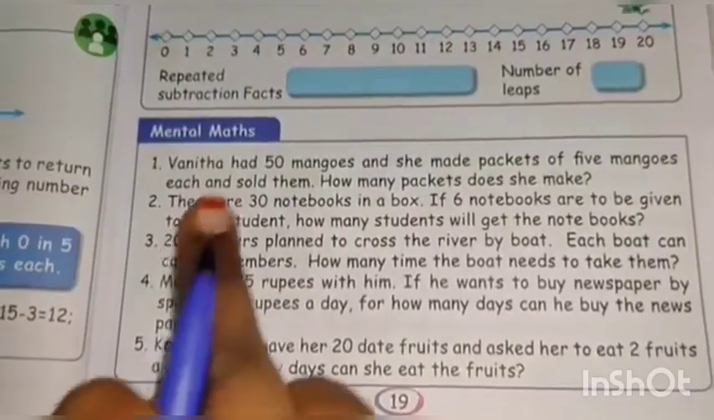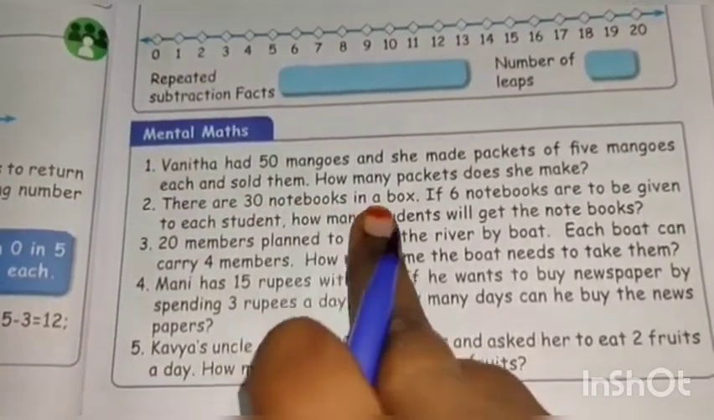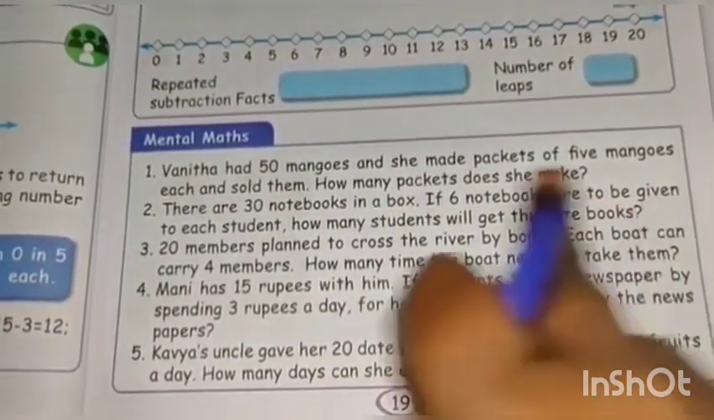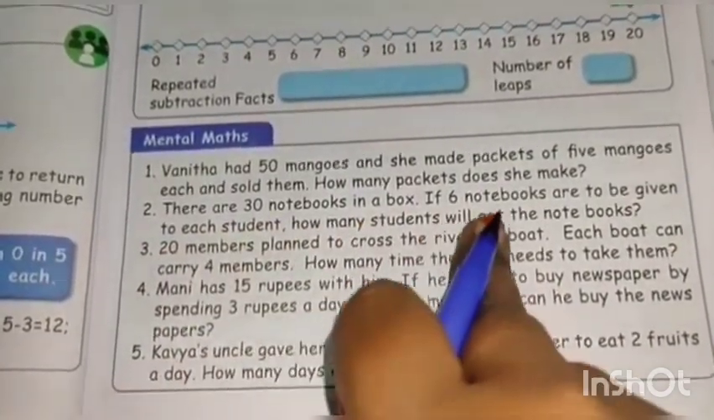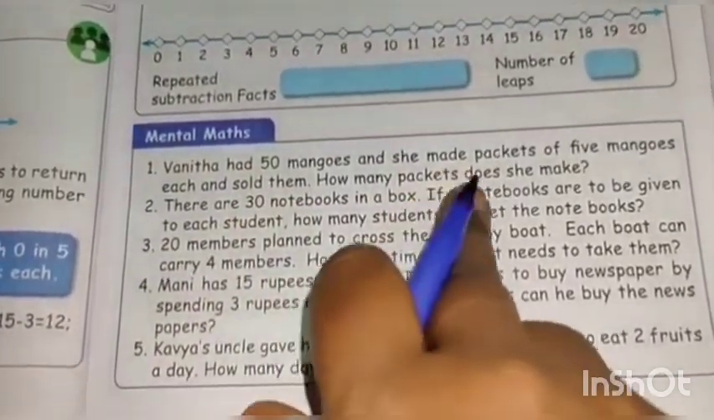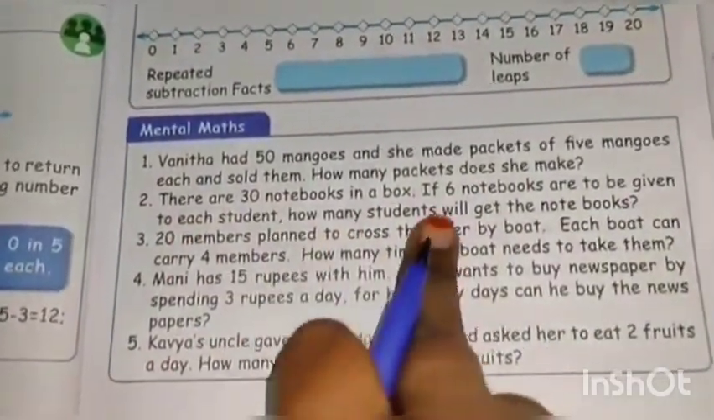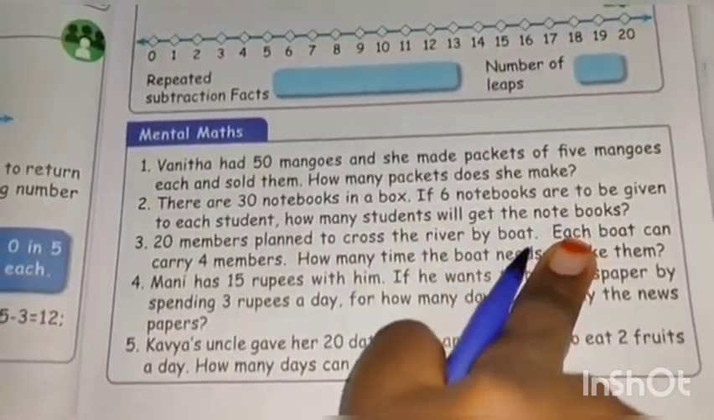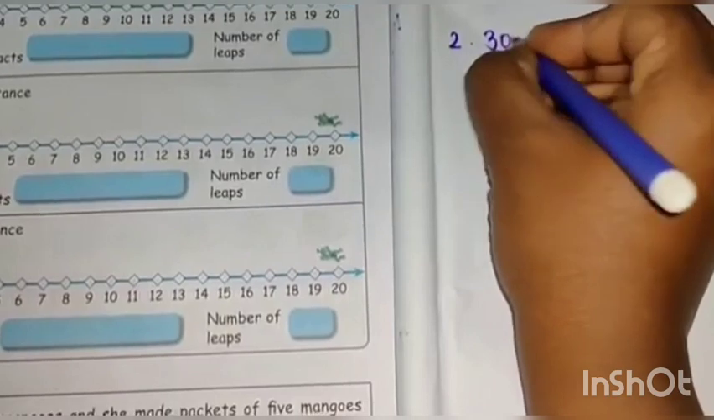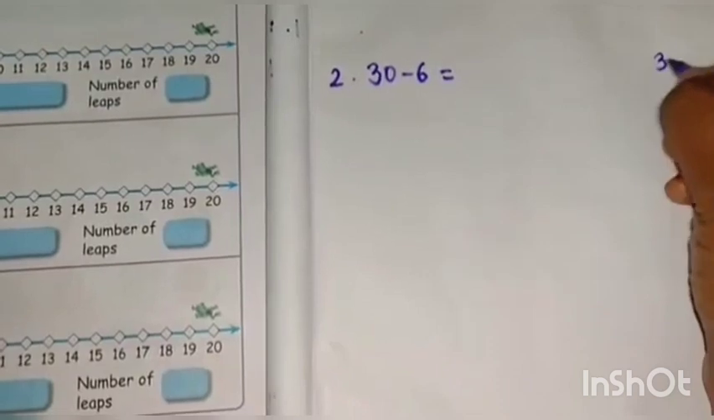Are you ready to do the next sum? There are 30 notebooks in a box. If 6 notebooks are to be given to each student, how many students will get the notebooks? We are going to find out. For that we are going to subtract 30 minus 6. Second sum. Do the subtraction, 30 minus 6.